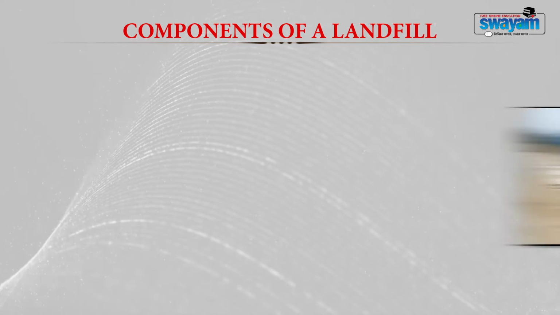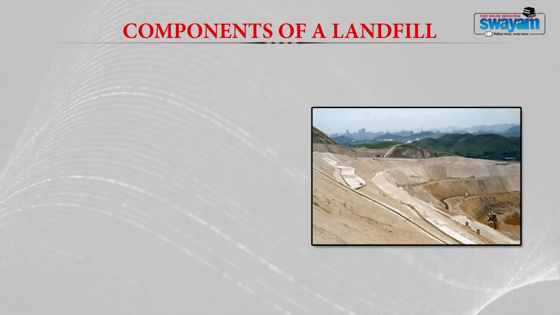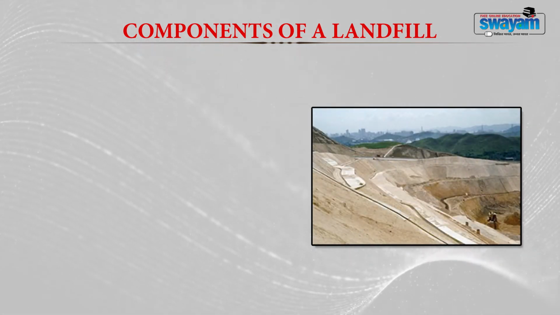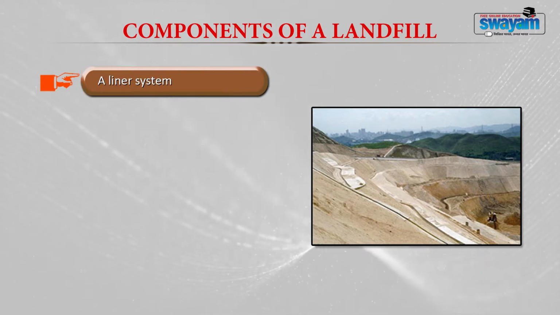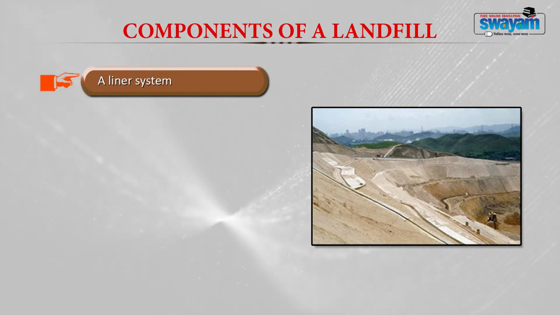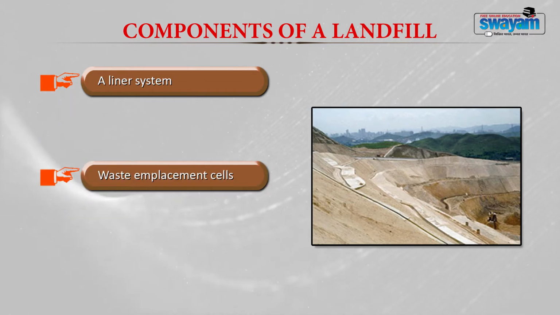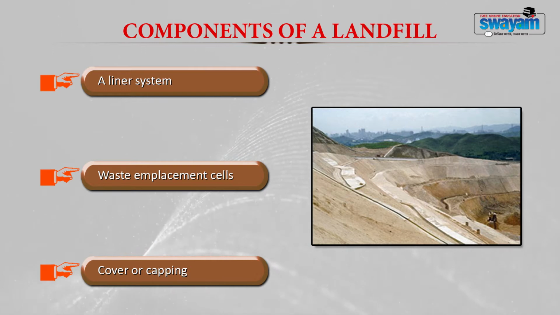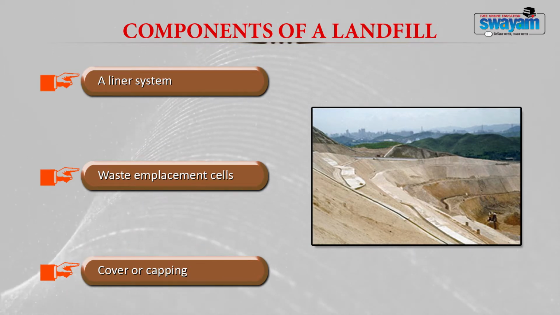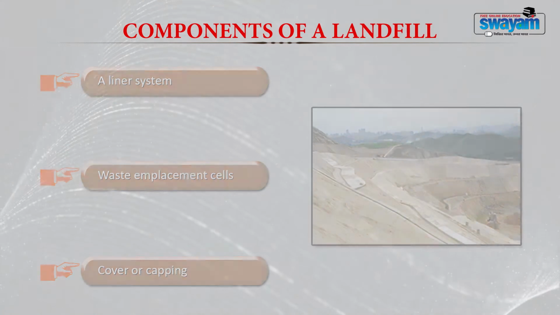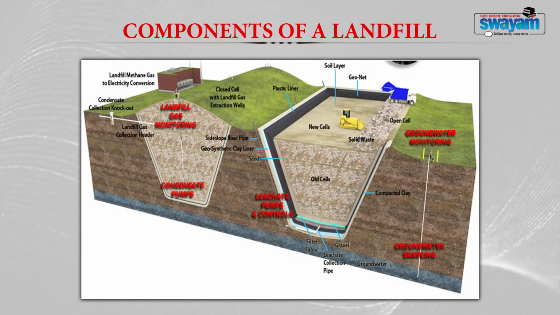Now, components of a landfill. There are three major components of a landfill. One is the liner system, which is placed at the bottom and sides. The second one is waste emplacement, where we will discuss the different ways by which the waste is placed or arranged in a systematic manner within the landfill area. Then we will discuss the landfill cover, which is the last component and occupies the topmost layer of your landfill. Now, this is how a landfill actually looks.